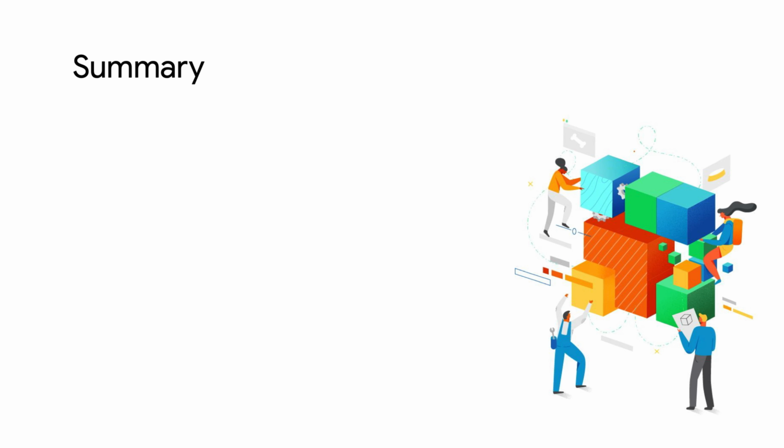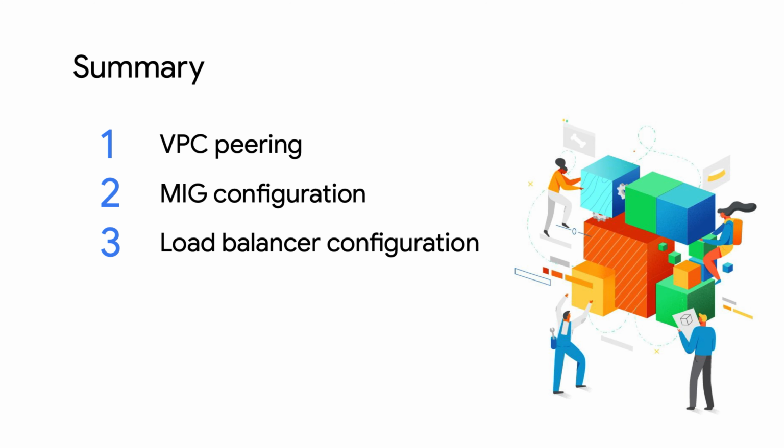To summarize, you learned the networking architecture in Apigee X and how to verify the networking configuration. Namely, VPC, MIG, and load balancers are configured correctly in an Apigee X organization.